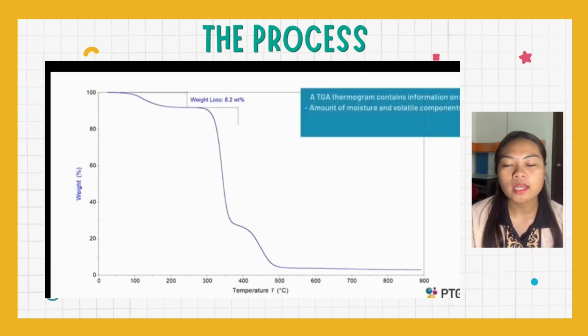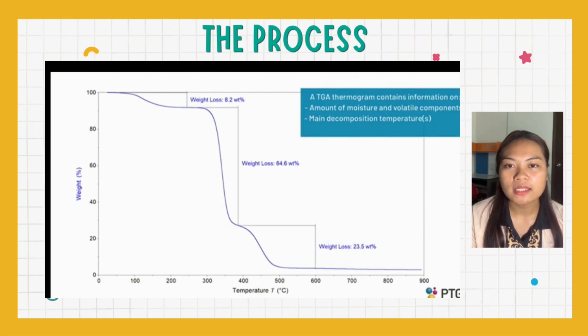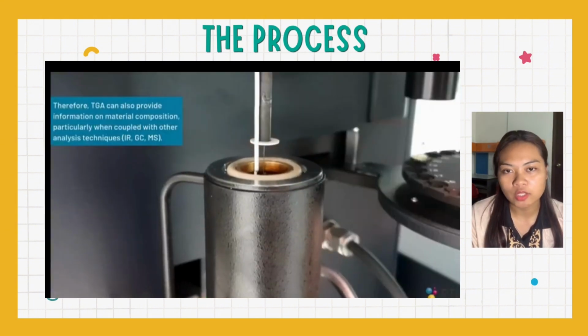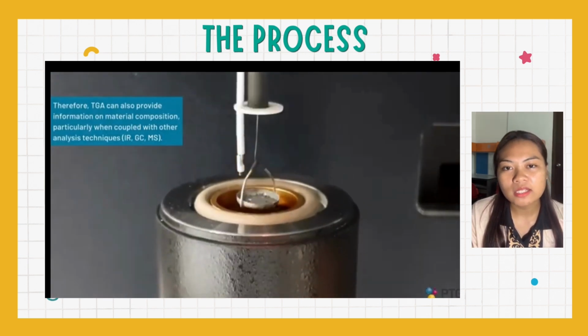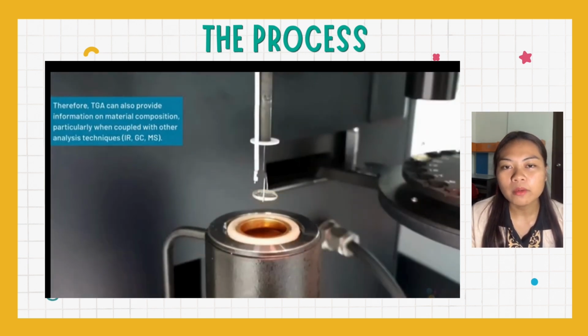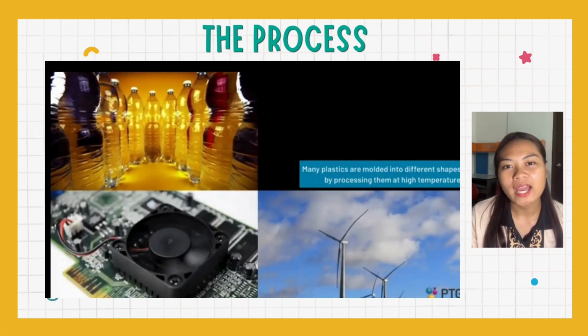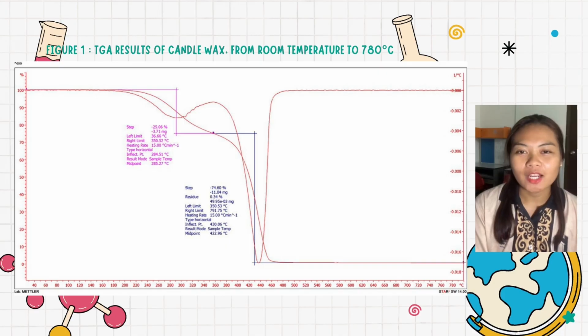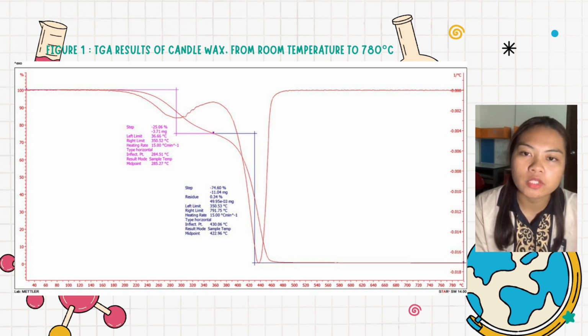There is also atmosphere control. An inert gas like nitrogen or argon is often used to prevent oxidation and other reactions. Reactive gases like oxygen can be used to study oxidation or other chemical reactions. According to this Figure 1, there are analysis results. Firstly, we need identification of the temperature range where the sample loses mass due to decomposition, evaporation, or other processes.